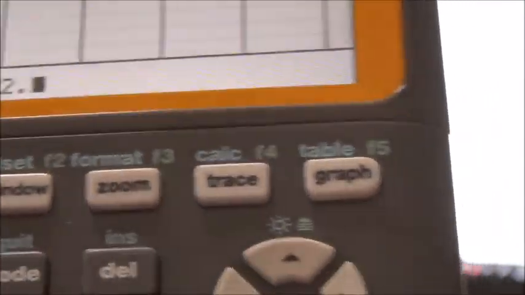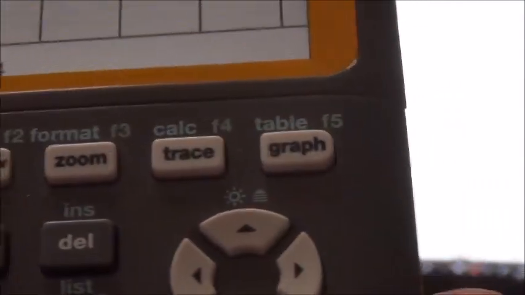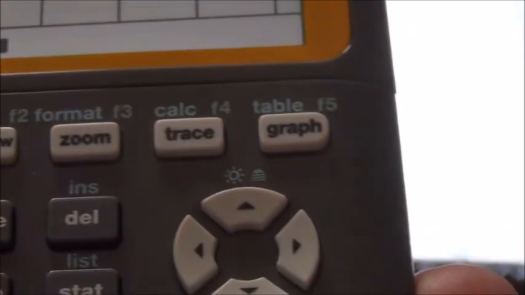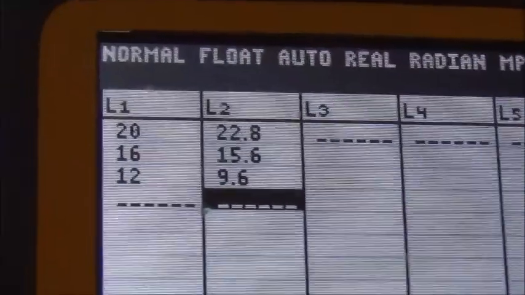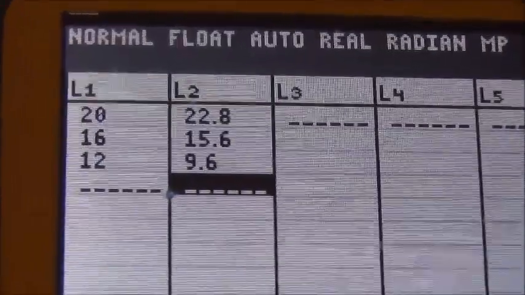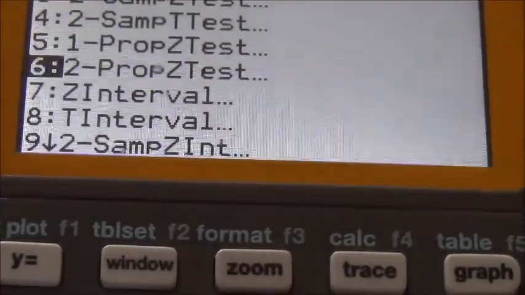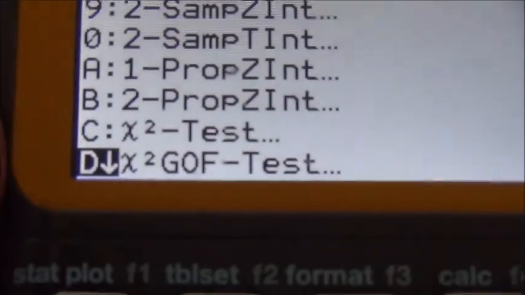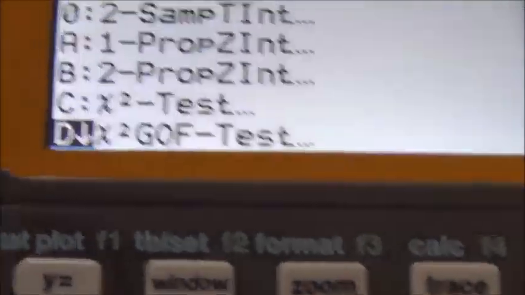And then my expected frequencies from my previous calculation, 22.8, 15.6, and 9.6. Once I have those values in my list, I can go ahead and do my chi-squared goodness of fit test. So I'm going to do Stat, cursor over to Tests, and then go down to D. Again, you could hit alpha D, but you're doing the goodness of fit test. And so I'm going to enter on there.